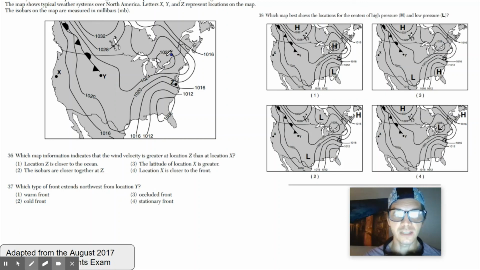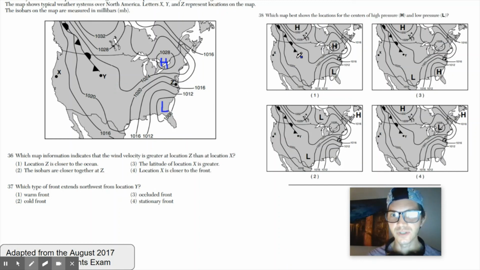So over here, 1028, this one is higher than all of my other values. So I can infer that my high pressure system is going to be there. And then over here we have 1008. That's much lower than all the other values here. So I know that that's my low pressure system.